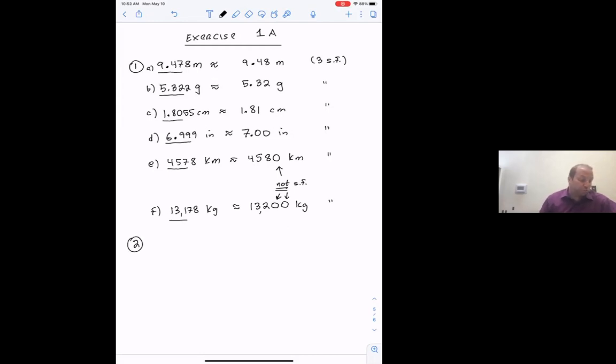Question number 2. Round the numbers in question 1, parts A to D, to 2 decimal places. If you look at A through D, they're already at 2 decimal places. So we're going to have the same 9.48 meters, the same 5.32 grams, the same 1.81 centimeters, and the same 7.00 inches. All of these are 2 decimal places.